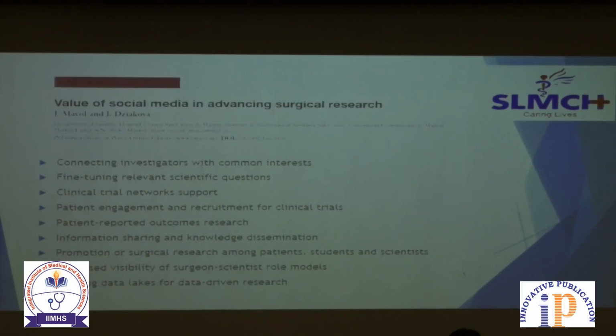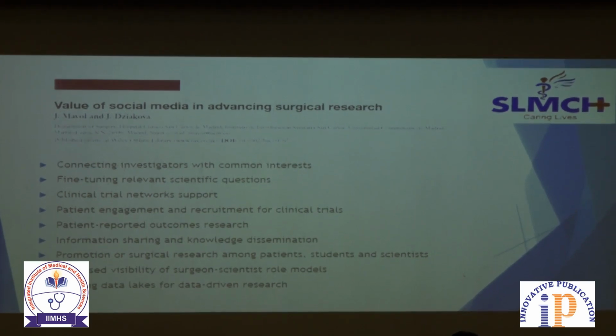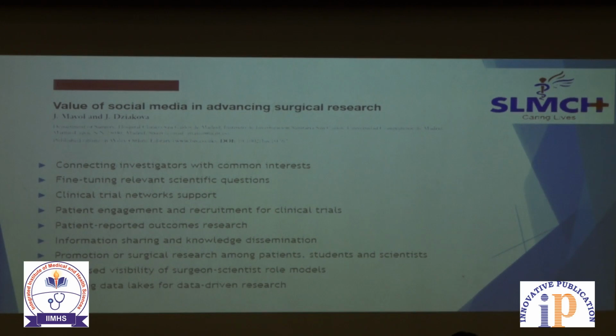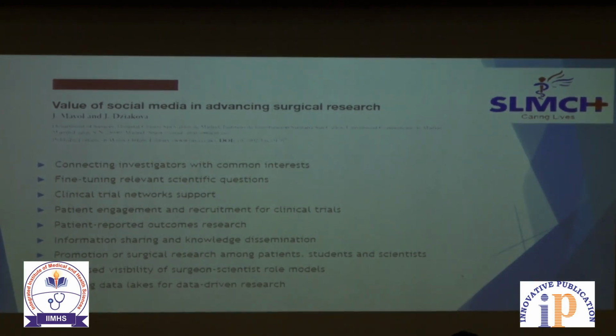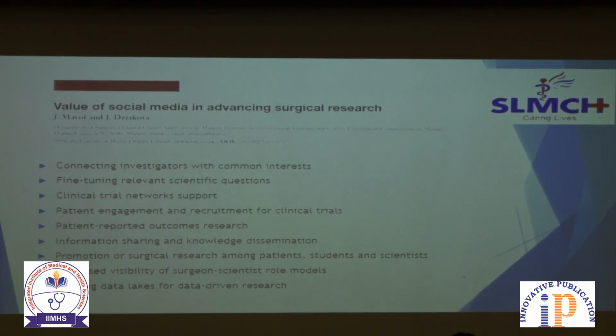Next. So what are the values of social media in research? First one is connecting investigators with common interests and fine-tuning the relevant materials or questions. Clinical trial networks can be taken up. Patient engagement: for example, now post-COVID we are seeing a lot of avascular necrosis. Immediately patients will Google it and see what treatment options are available. If we create a graphical abstract and project it, it will tell the patients what new modalities are available.